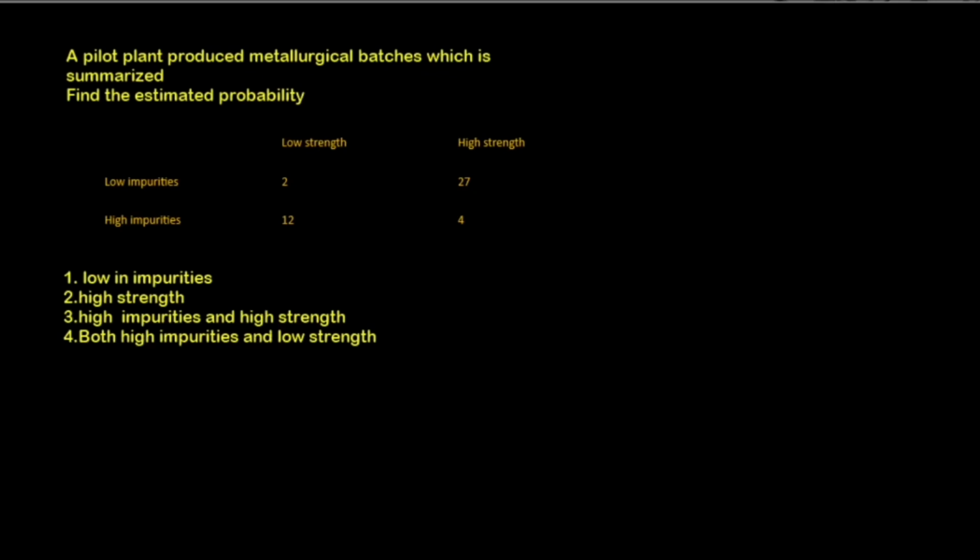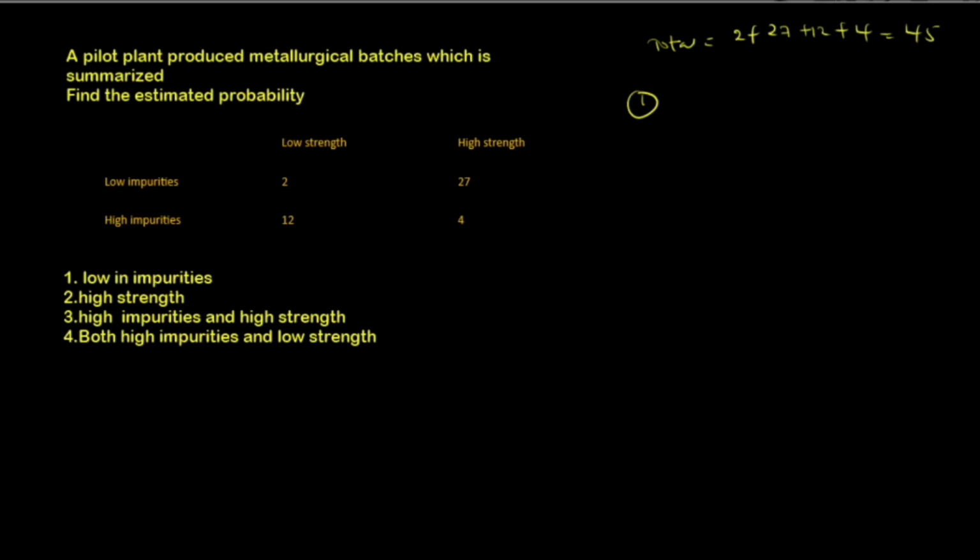So when you get a question in this table form and they ask you to find the probability, in this case we have low strength with low impurity, which is 2, high strength you have 27, and high impurity under low strength you have 12, high strength you have 4. So in that case, question number 1 is asking us to find the probability of low impurity. First, we need to find the total, that is the sample space. The total is 2 plus 27 plus 12 plus 4. The total is 45, which represents the sample space.